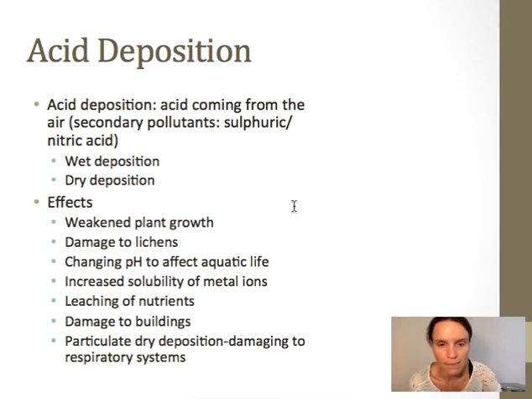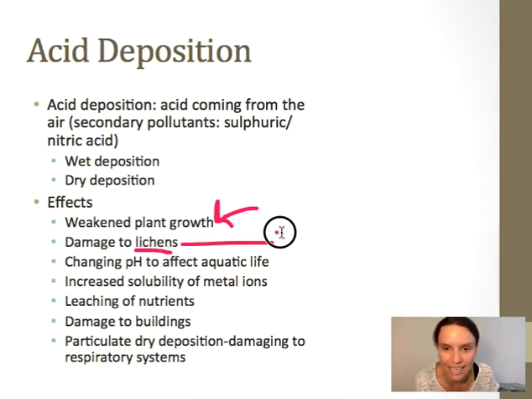And acid deposition has a lot of serious effects. You can see weakened plant growth in forests where either wet or dry deposition has happened. It's very damaging to lichens, which are an indicator species. You might remember talking about those back in topic 2. And when you start to damage an indicator species, you know that you're causing a serious problem somewhere in the environment.